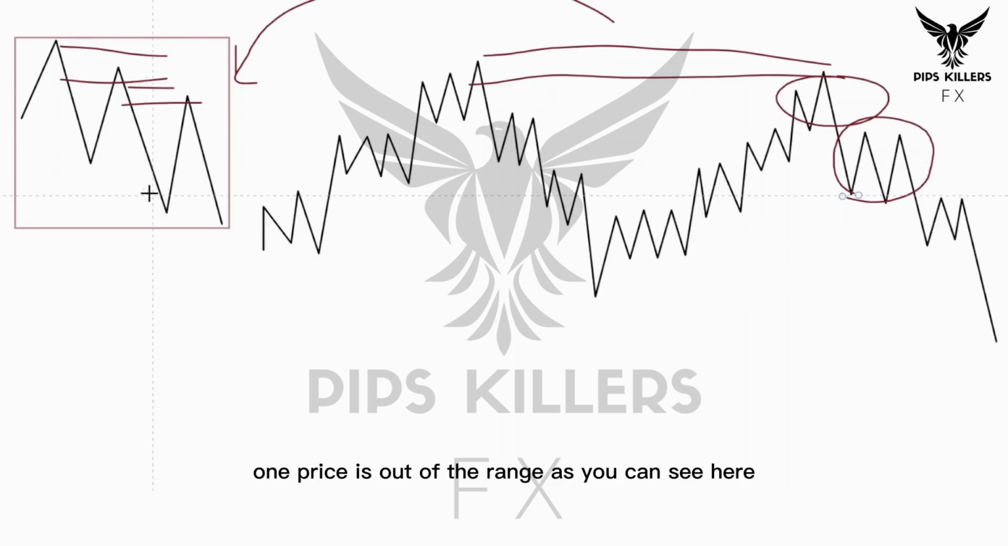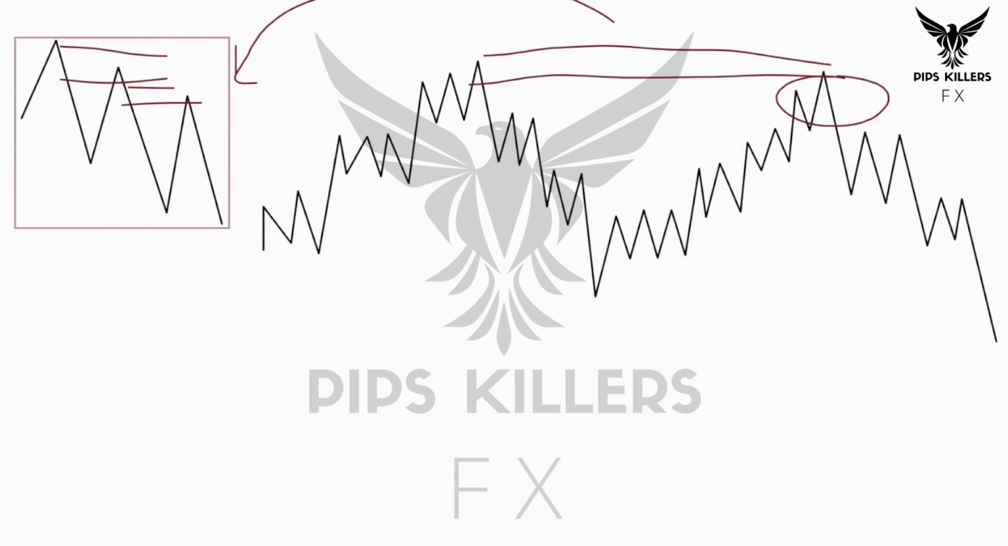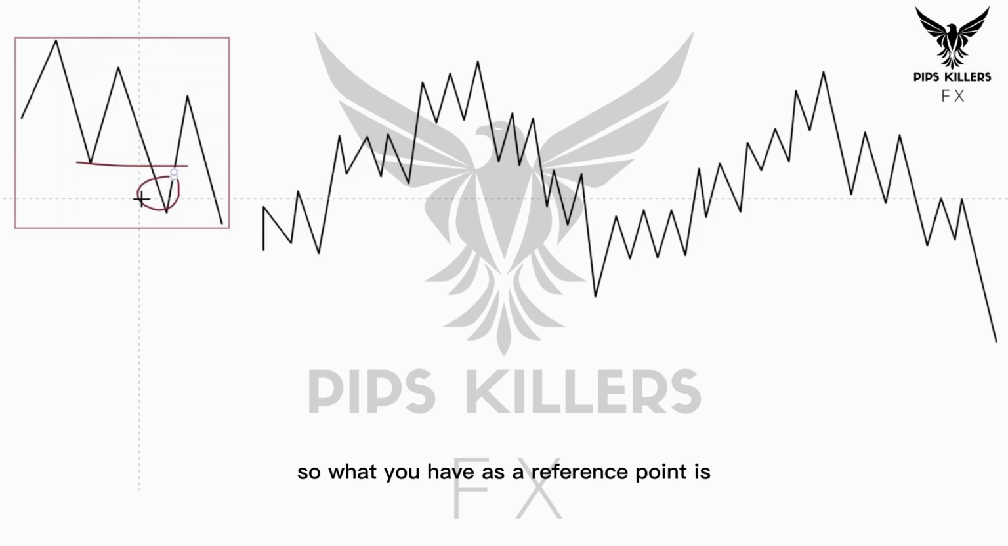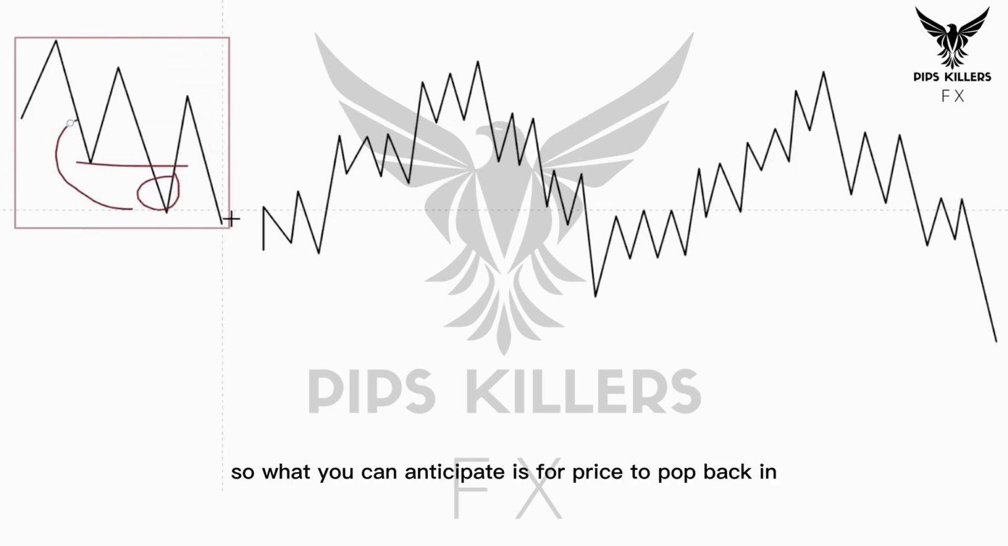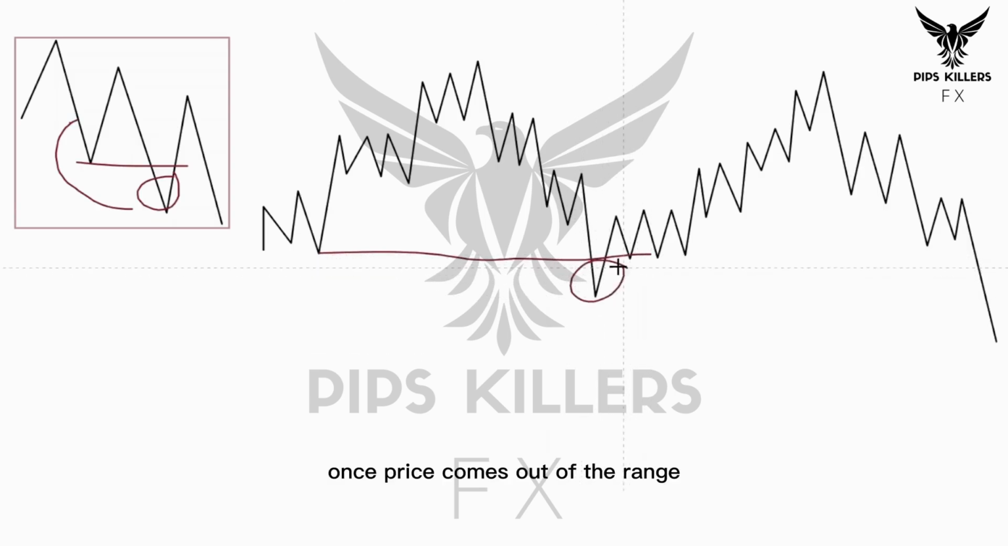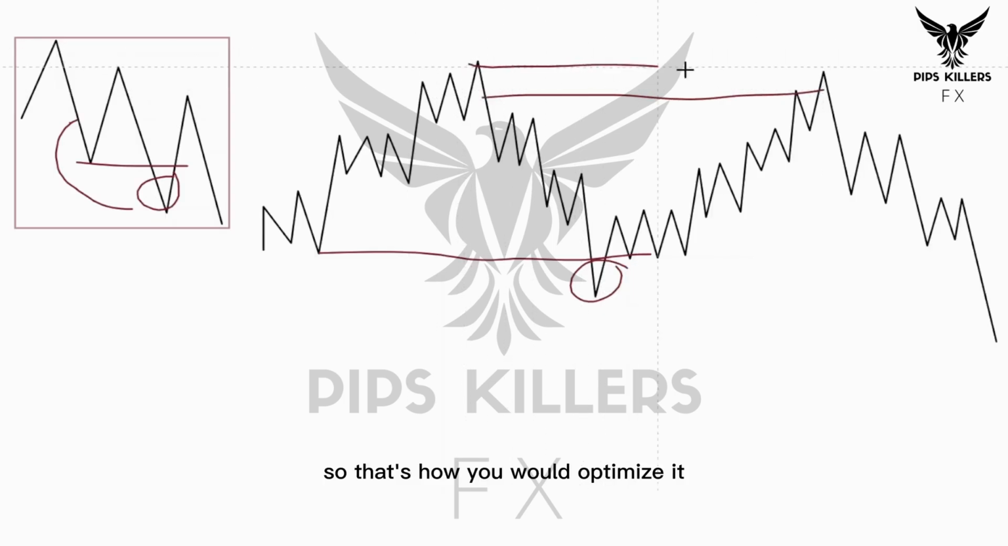When price is out of the range, as you can see here, so let's say, as you can see, price is in a supply and demand structure, but price came out of the structure and price is below this structure. So what you have as a reference point is price is previously moving in a supply and demand structure. So what you can anticipate is for price to pop back in. So a reflection here would be price came out of the range. Once price comes out of the range, it comes back inside of the range. You're looking for a bullish Wyckoff schematic to take price back to your supply level right here. So that's how you would optimize it.